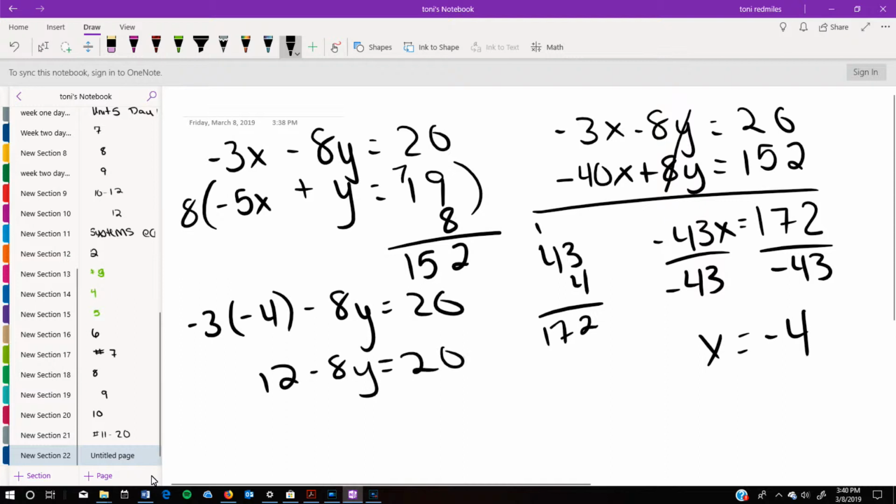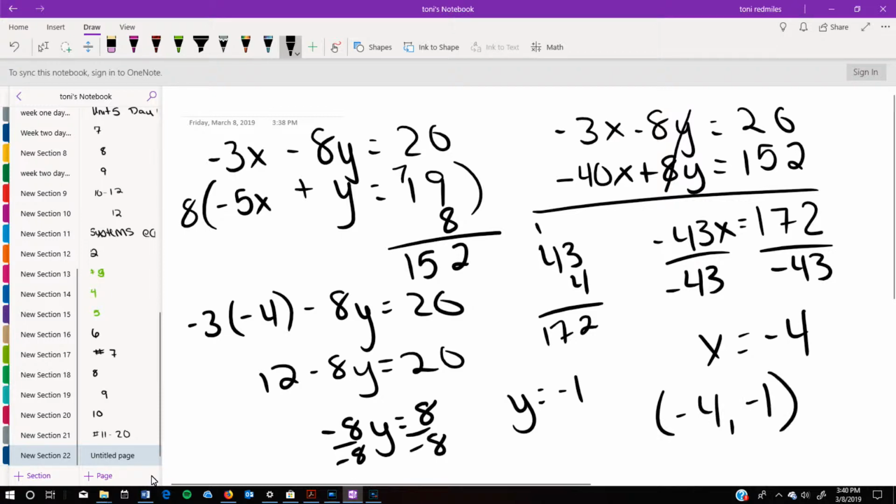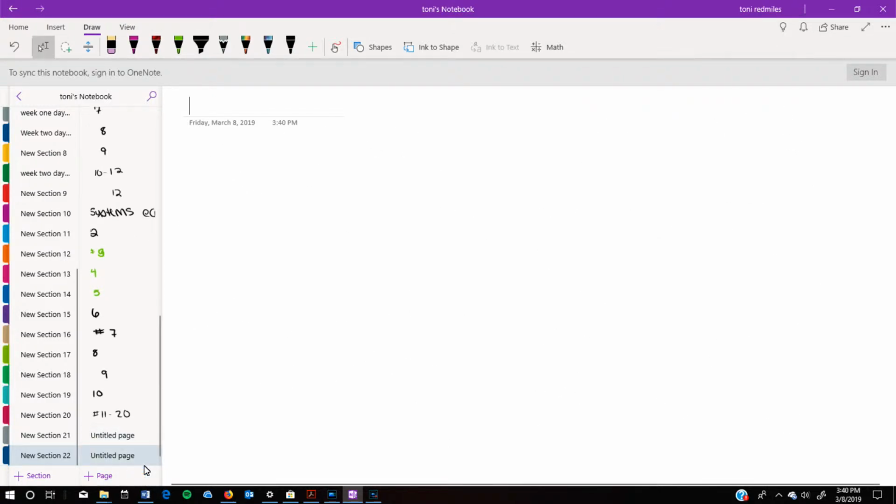All right, I'm going to subtract 12 from both sides, giving me an 8 on this side. Divide out the negative 8, and y is going to equal negative 1. All right, so I said that the next one will be substitution. Maybe it'll be slightly easier. We'll have to see. Number 13.